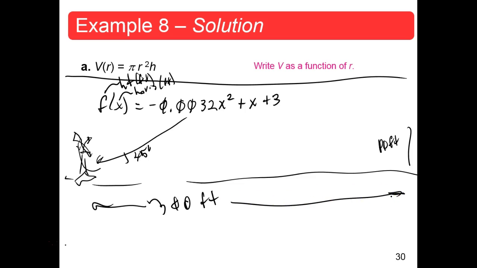Okay. Now, that's the question. Now, how would you go about solving that? 300 feet is the distance from home plate. The question is, will it clear a 10-foot fence there?